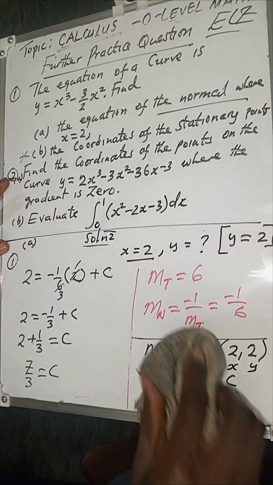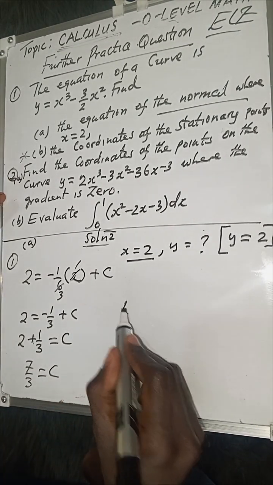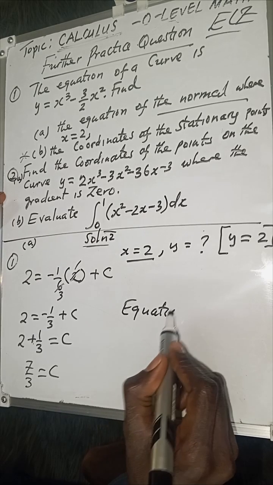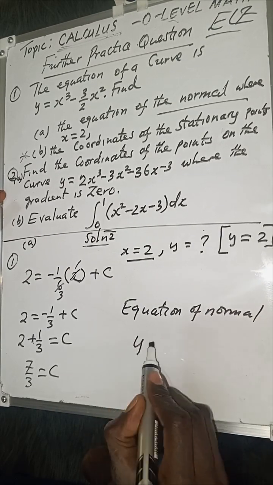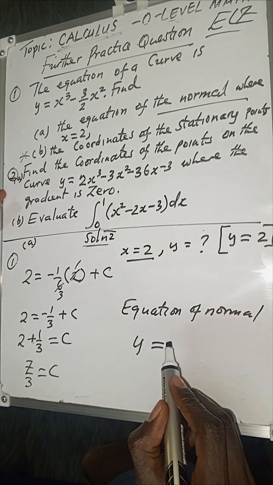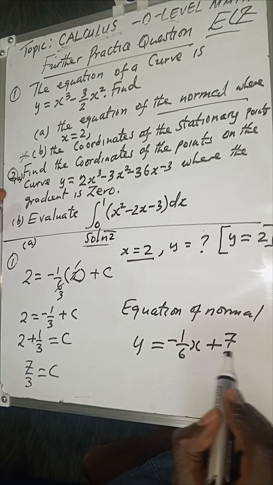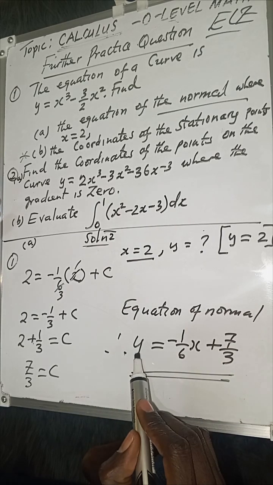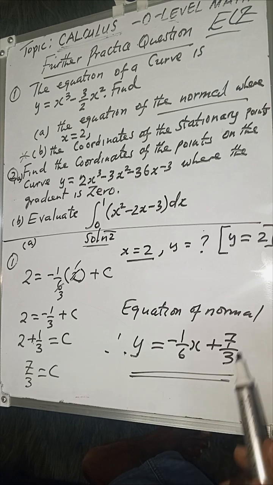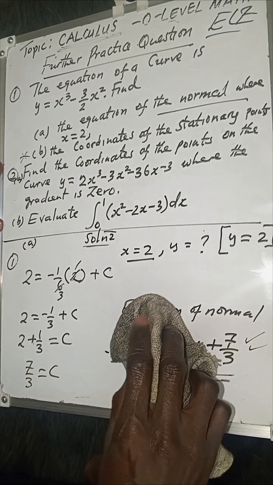So if our y-intercept is that, I can now find the equation of the normal. I can therefore say, the equation of the normal will be y is equal to, remember our gradient was negative 1 over 6 x plus 7 over 3 as a y-intercept. So that is the equation of the normal. So this is what they wanted you to do. All right, let's move on to the B part there.